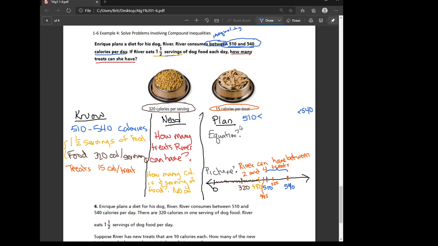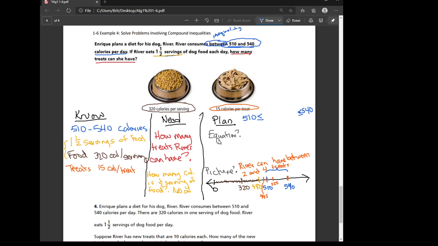Now, can it equal 510 calories? For sure, right? River can eat exactly 510. And River can eat exactly 540. So make sure to put those little bars under there. Now we need to look at what would go inside.